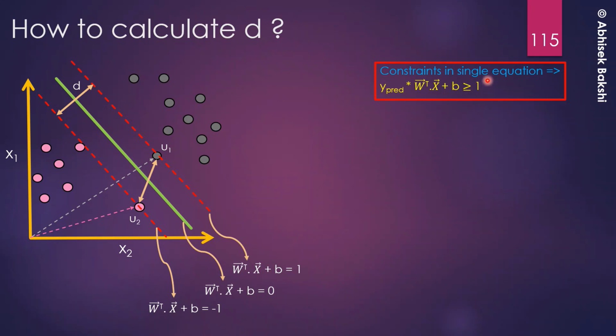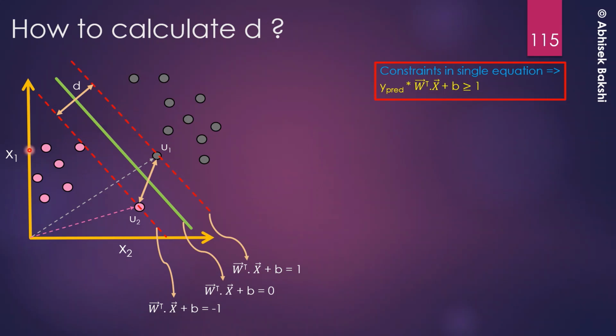Greater than or equal to 0 means positive. It's not possible that this part is positive and this part is negative. It is not possible. Now the question is, ultimately what do I have to do? I have to find out this value of D, and that I want to maximize. So first I have to calculate D and then I will try to maximize that. So let's see how we can find this value of D. And it's actually very easy.